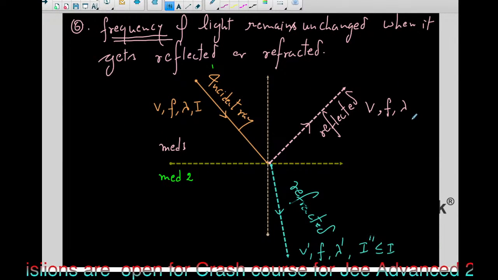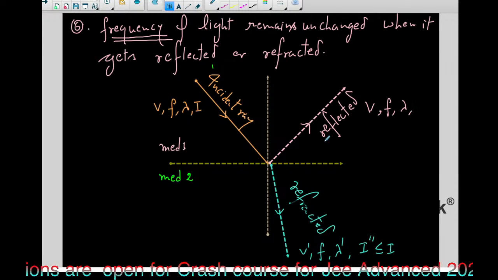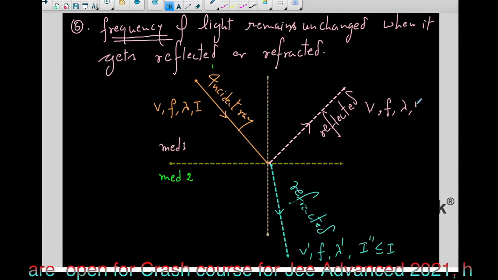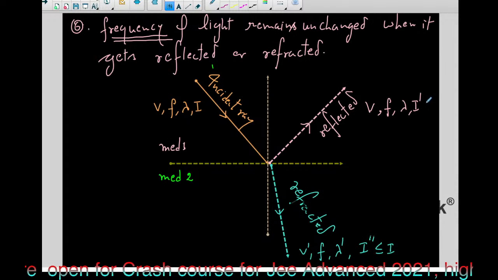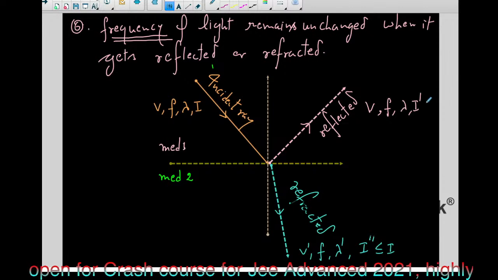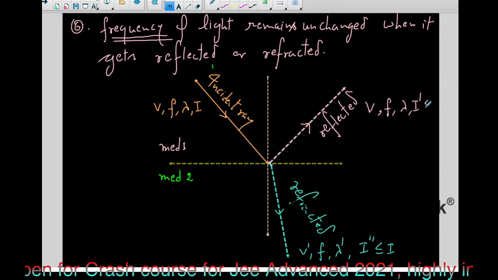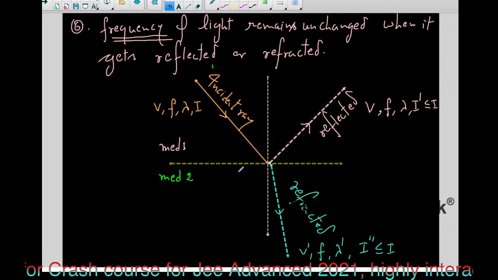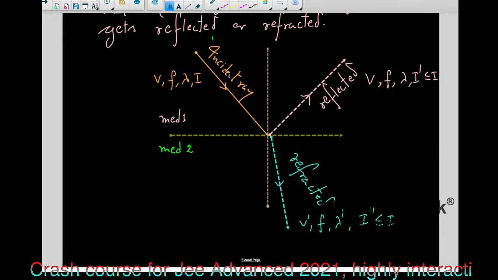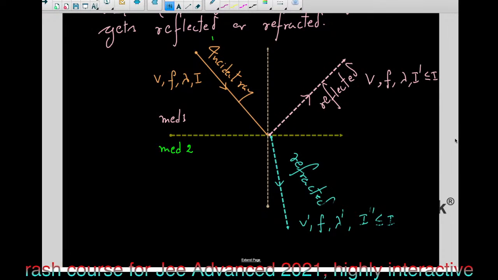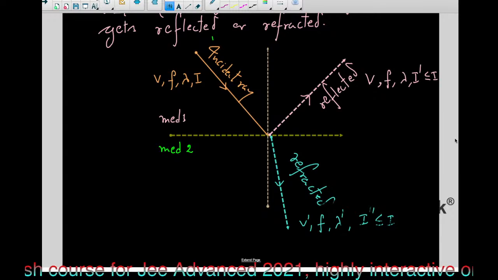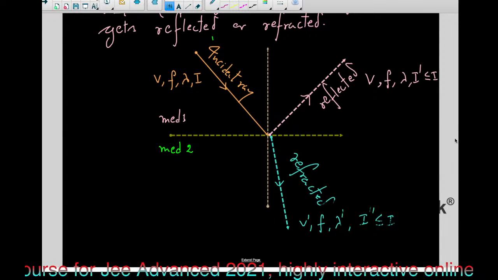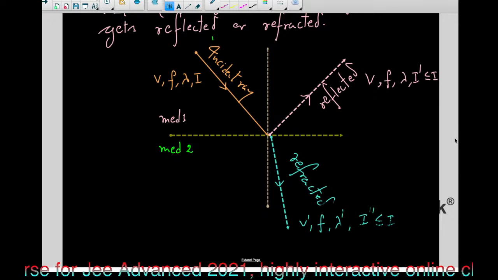So V, F and lambda will be the same. But what will change? Intensity. Intensity is I double dash here and I dash there, so intensity will be changed. Intensity directly depends on the energy, right? So it is less than or equal to I. This one is I. Is this clear to everybody? What changes and what doesn't change in reflection and refraction? Although we have to go for other phenomena of light, like interference, diffraction, and others.